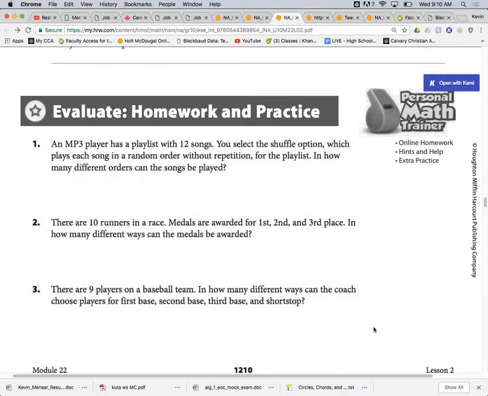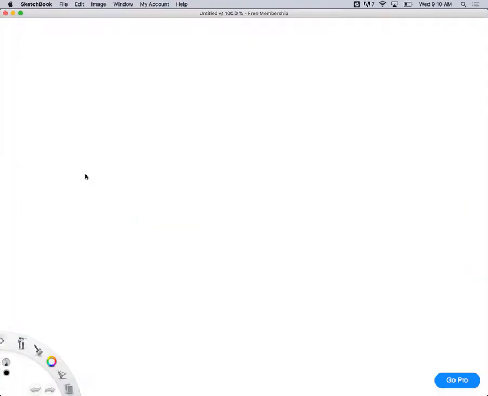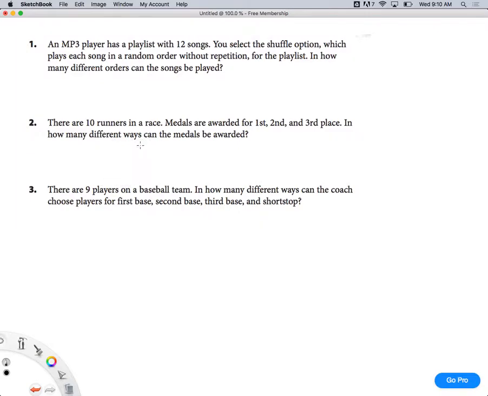I'm going to start with these first three problems, and I'm just going to run through them because we've done them before. MP3 playlist with 12 songs. How many different ways could I order this? 12 factorial. It's page 1210. It's 12 factorial, which is a huge number, 479001600. I've just got a certain number of objects I'm ordering, so it's just 12 factorial.